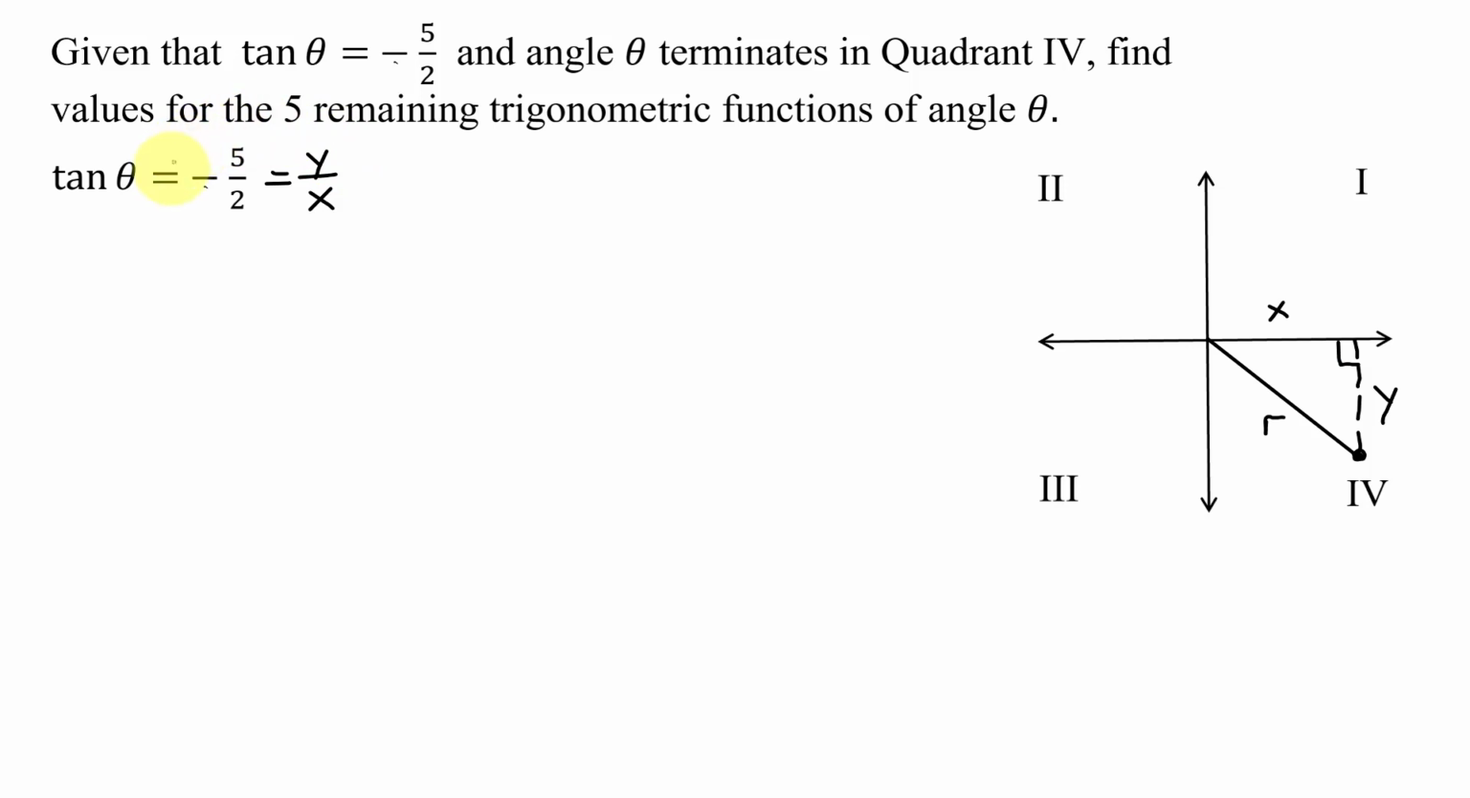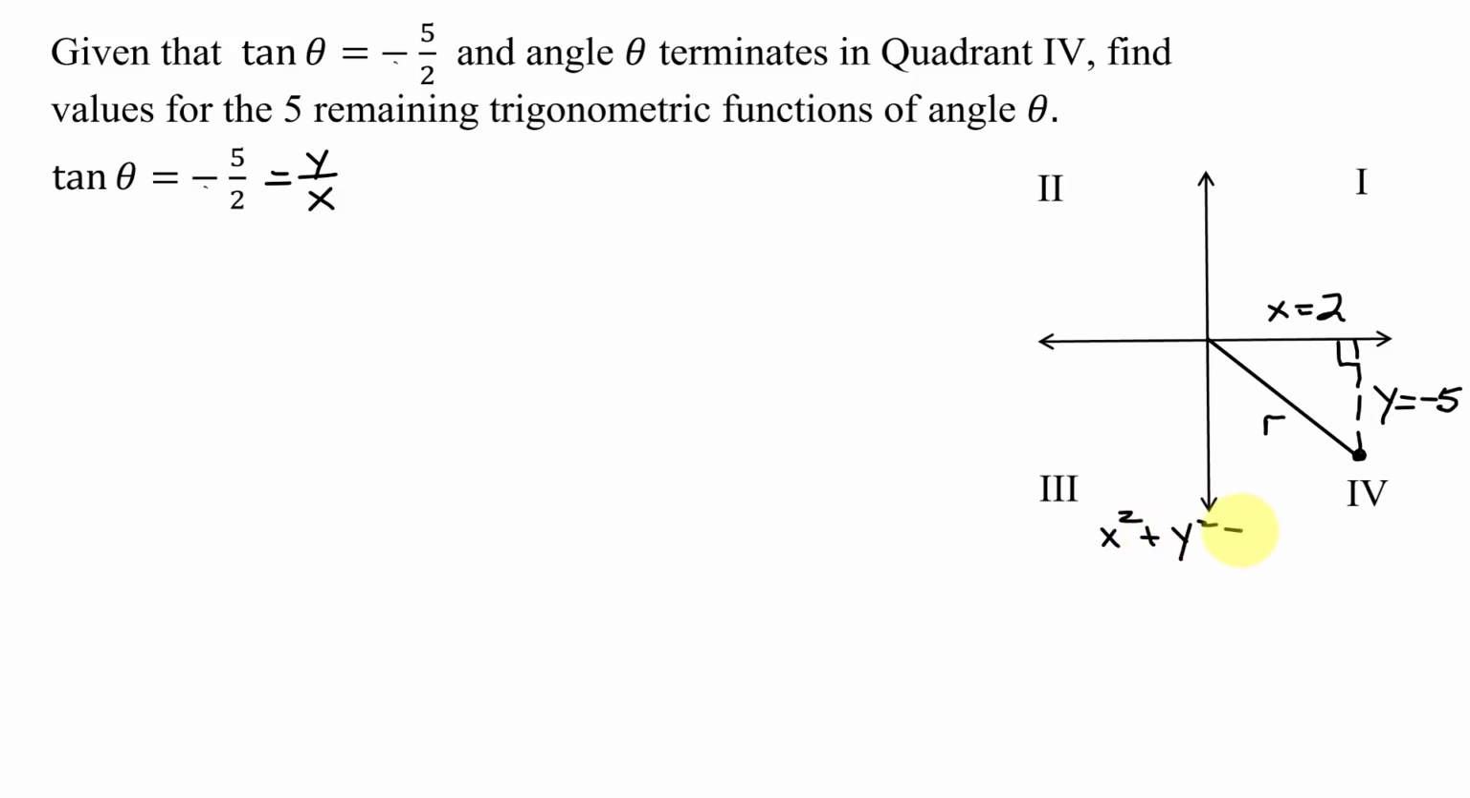So we're going to let y equal -5, and x is going to equal +2. Then if I take y divided by x, I'm going to get my -5/2. So all we have to do is find r, and we're going to use Pythagoras to do this.